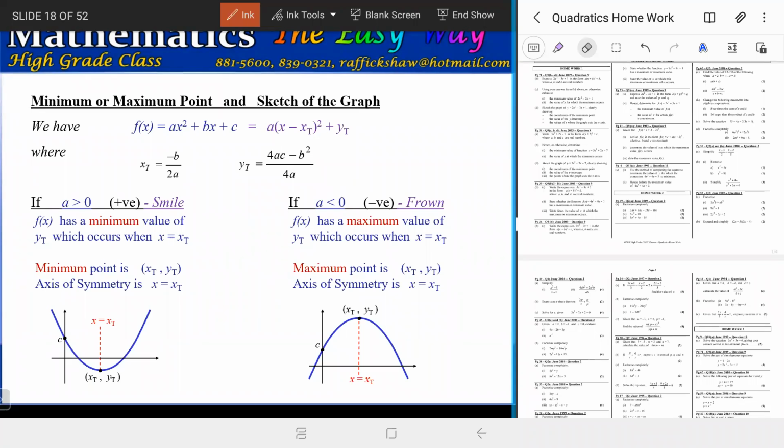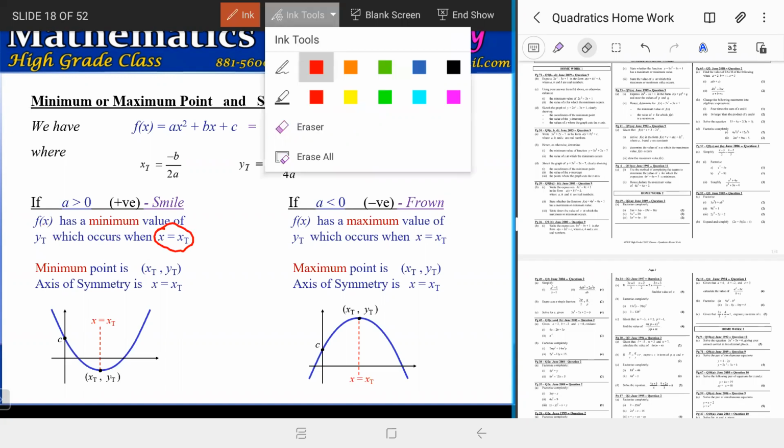And so if they ask for the coordinates of the minimum point, then you have to write it like this. As coordinates with two values, an x value and a y value. The coordinates of the minimum point, which is this point down here, is that xt and the yt value. It's coordinates of a point, an x value and a y value. If they ask for the minimum value, then it is just the yt value alone. If they ask for the value of x where the function is minimum, then it's the xt value.